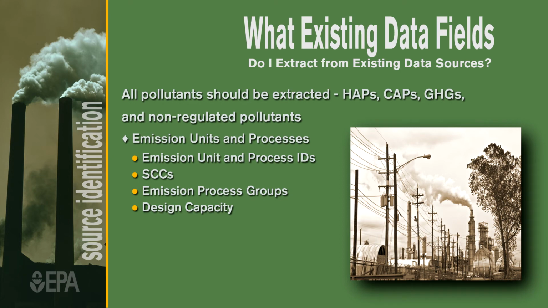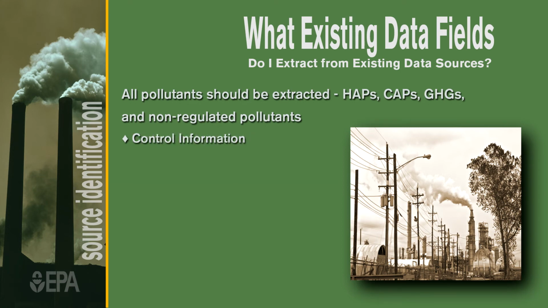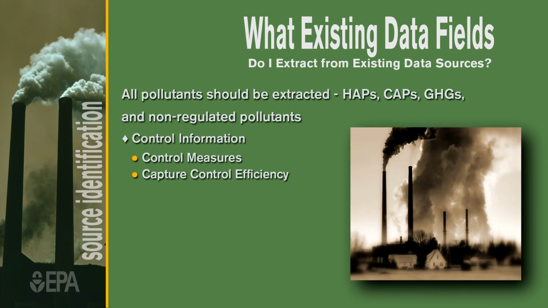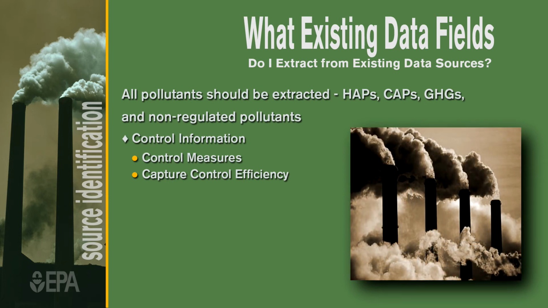We need information on control. So we want to know the control measures that are in place. And these could include both physical pieces of equipment, or it might include product substitution. It might include work practice standards. And then for those control measures, we would like to know what the capture and control efficiency is. So how much reduction in emissions do we expect from a specific control measure?